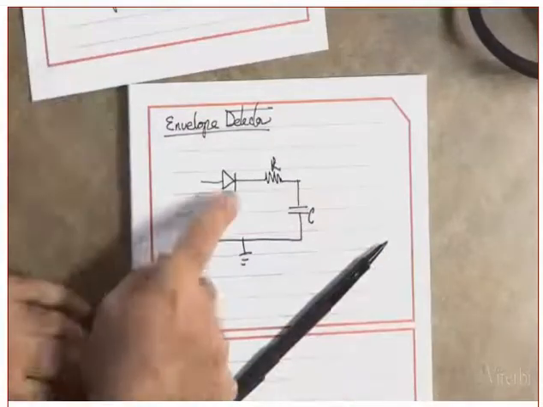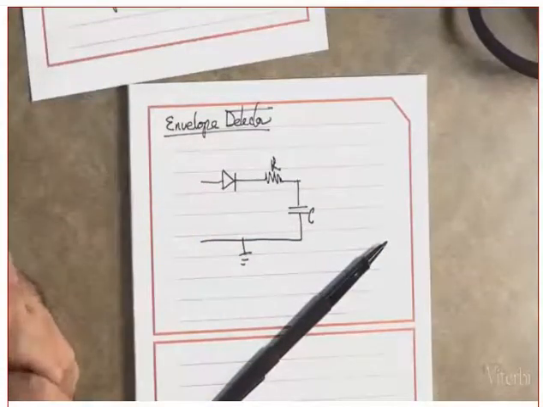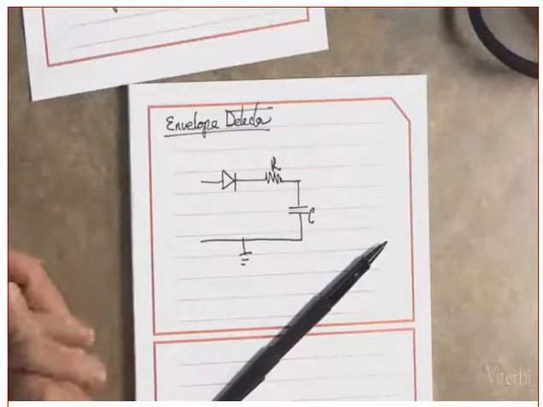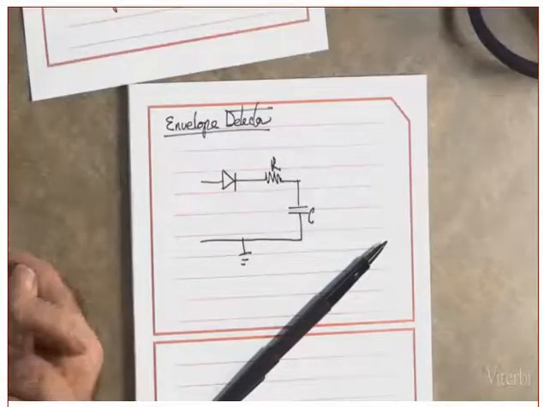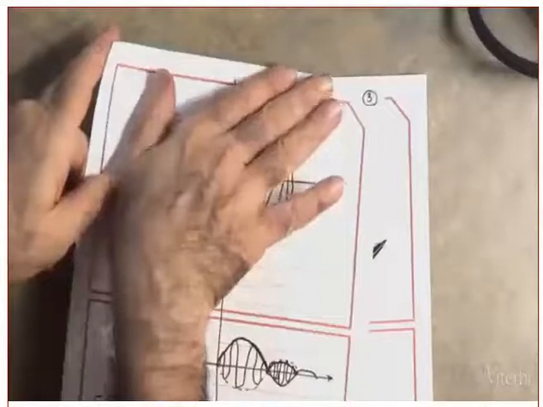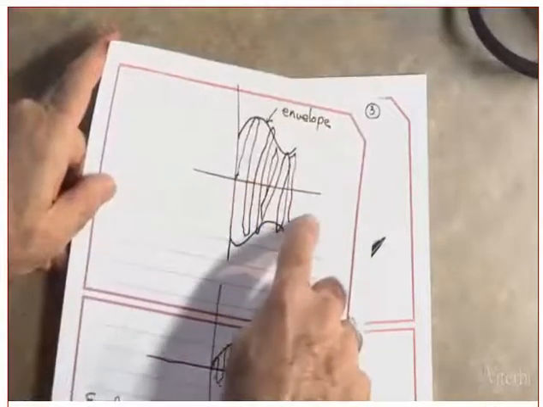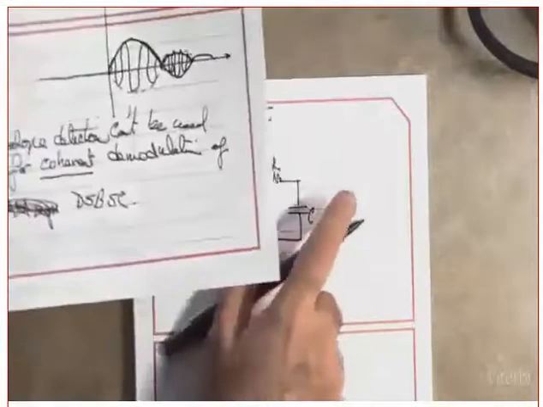Clear? What is this? Diode. Why do I need the diode? Remember, the envelope is everything on the top. So the diode is going to get rid of these. Did you get this or not?